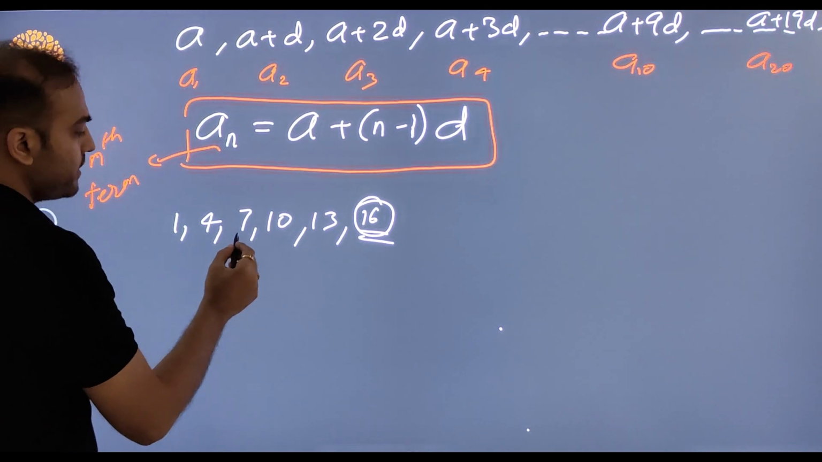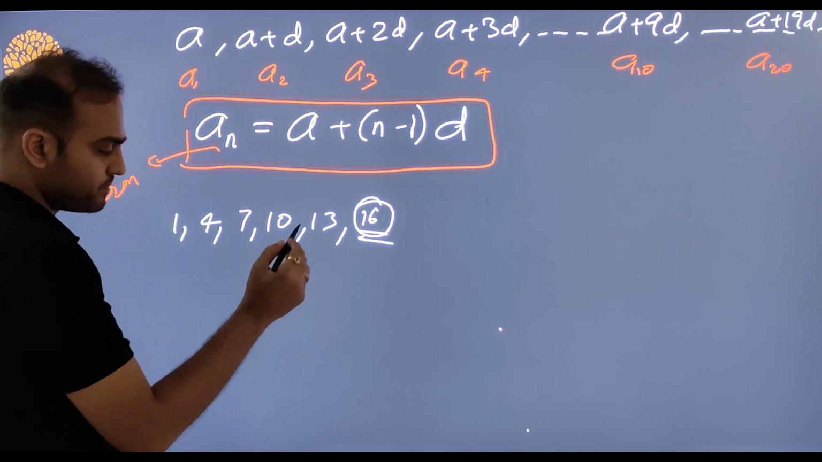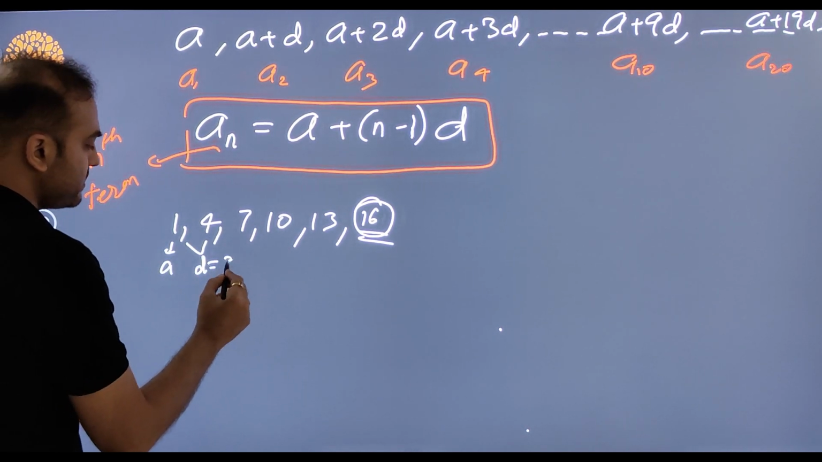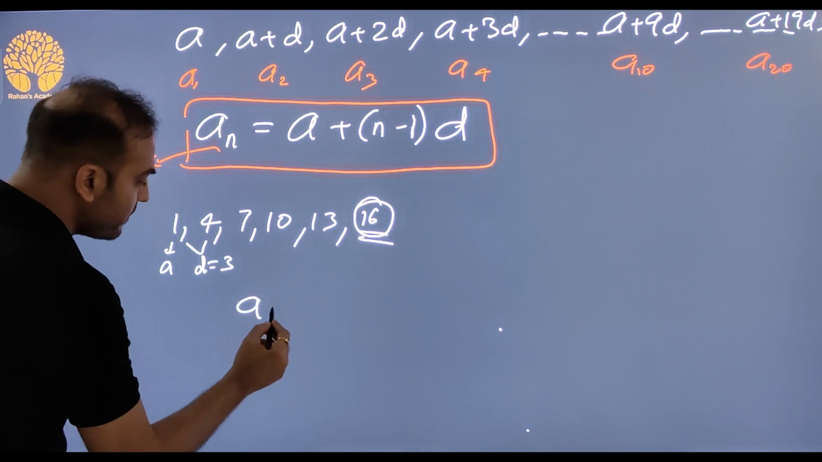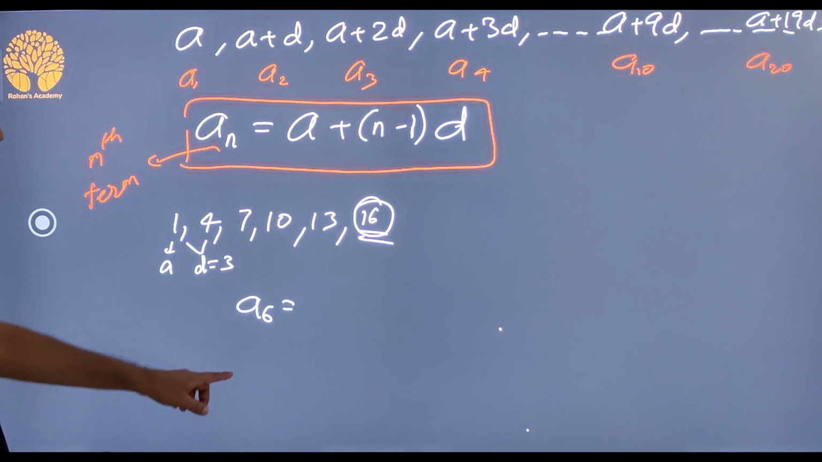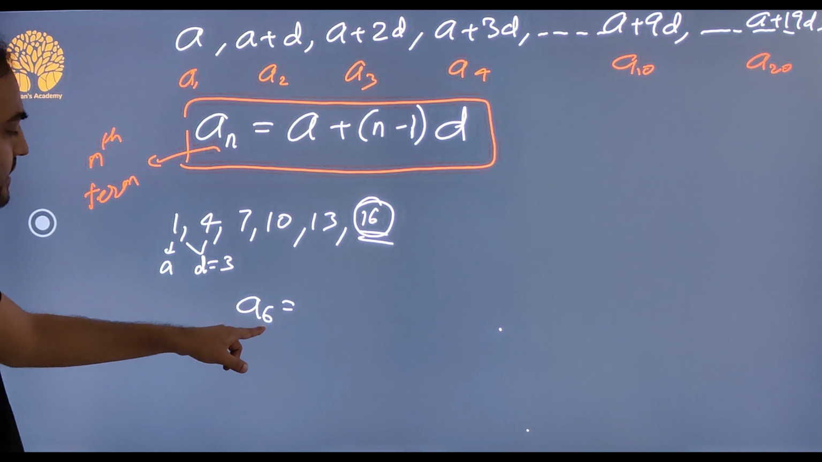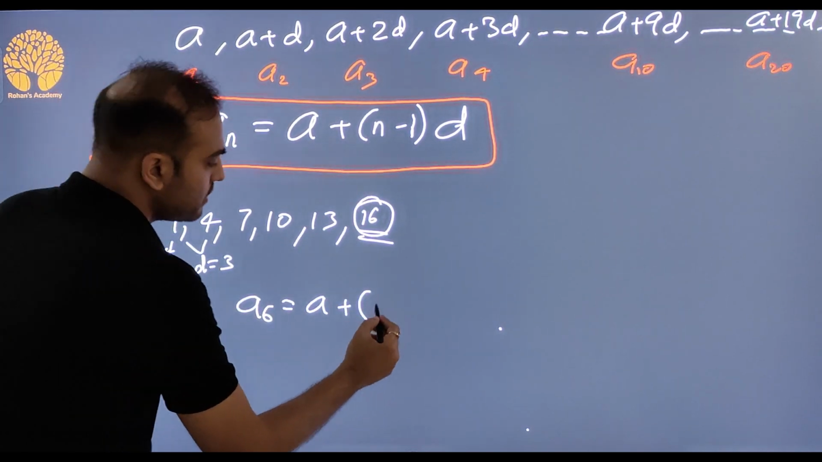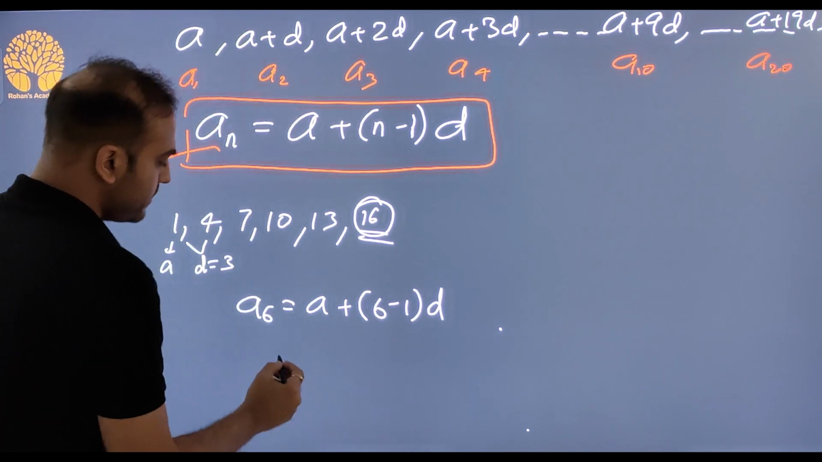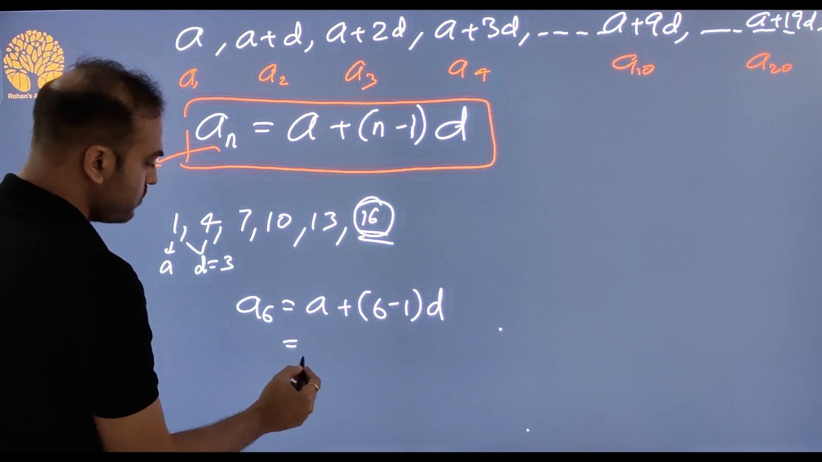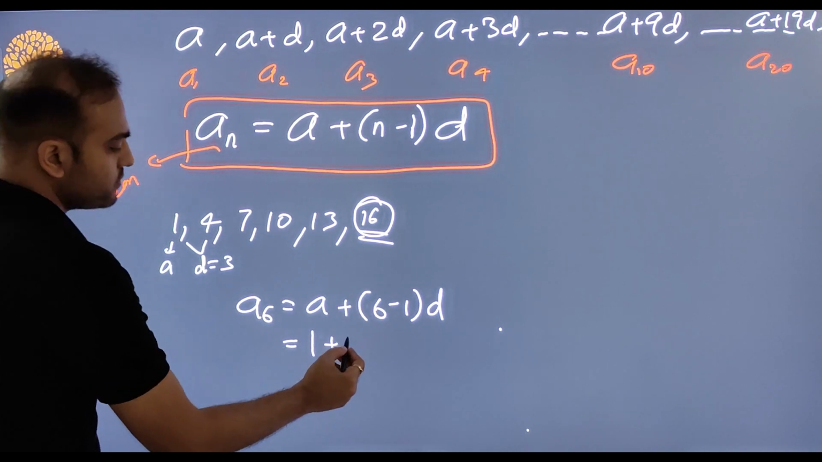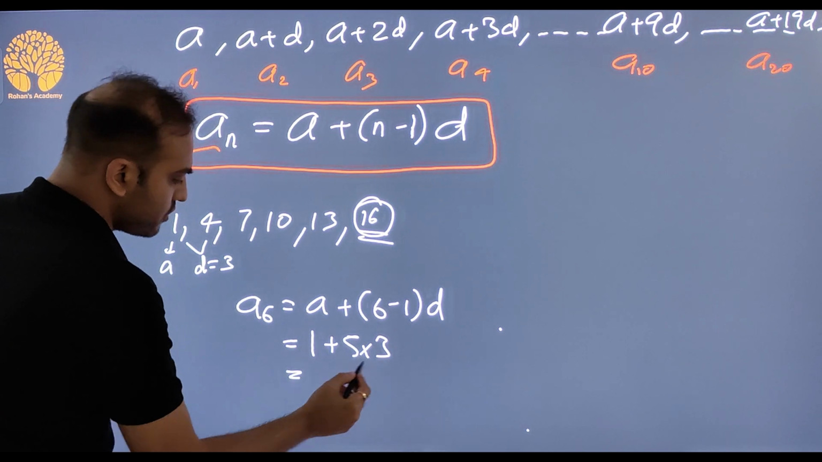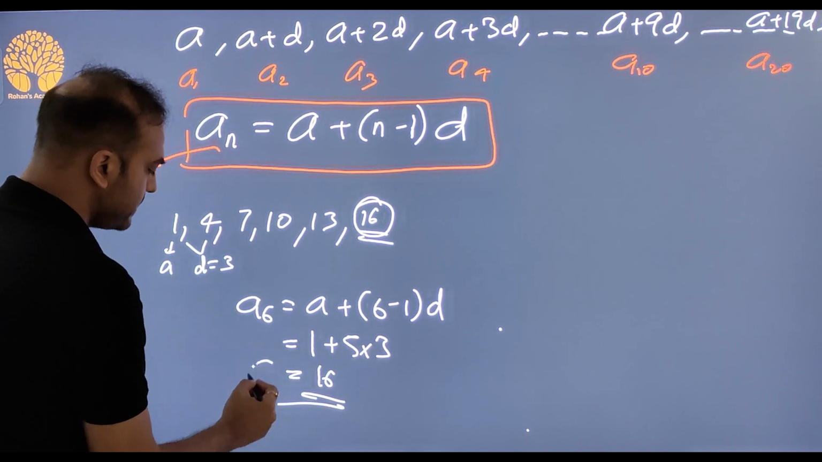This is the first, second, third, fourth, fifth, sixth term, right? This is A, and the common difference D is 3. Now if we have to find the sixth term using the formula, A6 is A plus (n minus 1) into D, where n is 6. So A is 1, 6 minus 1 is 5, D is 3. If you solve it, that's 15 plus 1, 16.